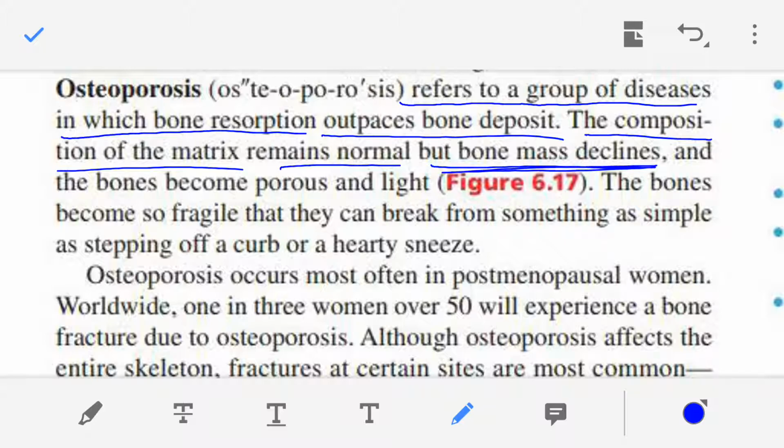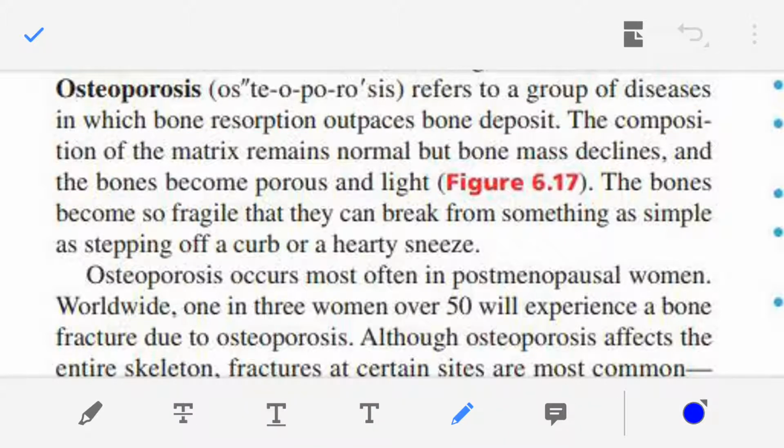So there is a decrease in bone mass in osteoporosis, and as the bone mass declines, bones become porous. You will find small holes present in the bone. That is why the bones are porous and become very lightweight. Now the bones become fragile. Fragile means they are easily breakable.